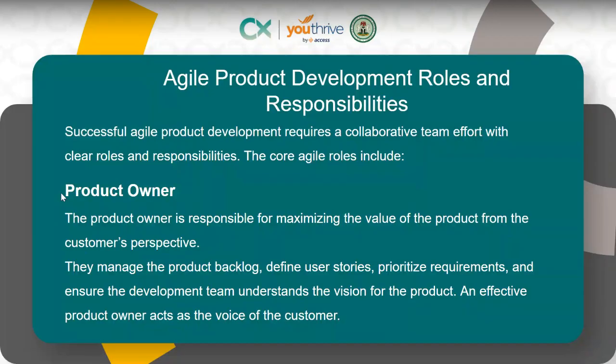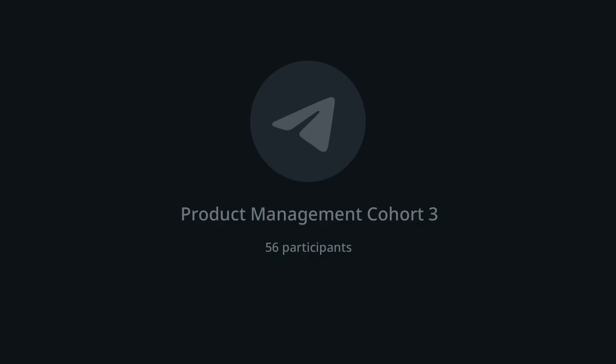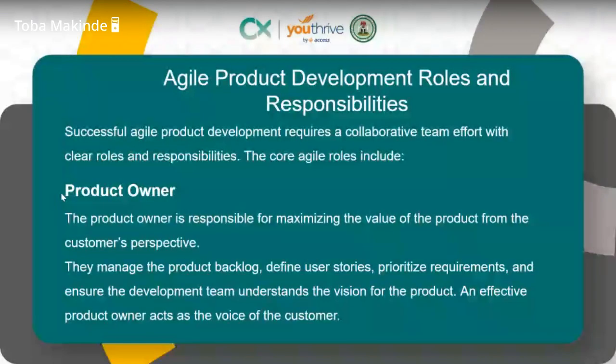User stories will be something like: I want to be able to do this so that I can do something. So user stories always go in the sense of the person, what they're trying to achieve, and why they're trying to achieve that. That's literally how a user story is written. And they prioritize the requirements and ensure that development teams understand the vision of the product. An effective product owner acts as the voice of the customer.